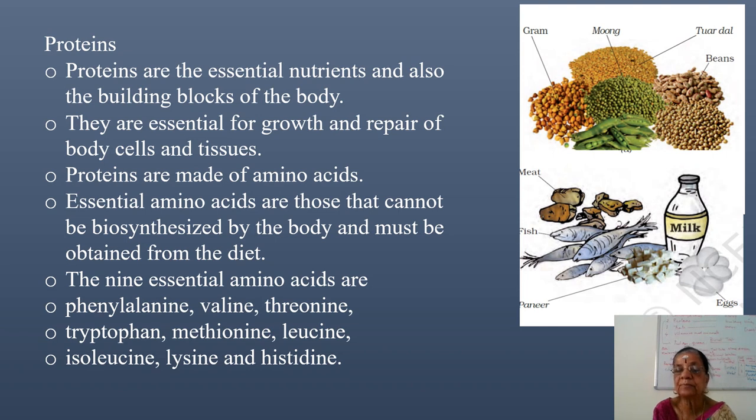For protein, the bottom one is meat, fish, milk, egg and paneer. These are the sources for protein from animals. For a second, go through the picture. These are sources of protein from plants and animals.